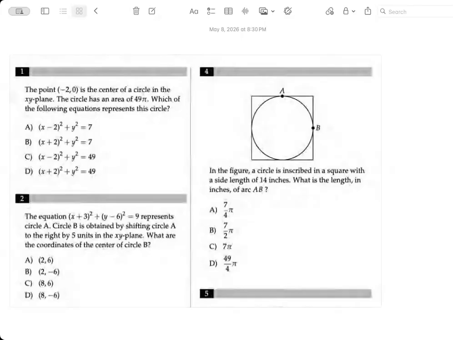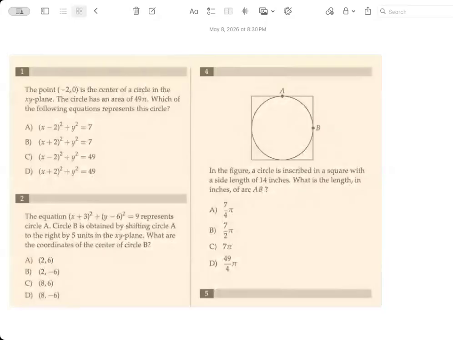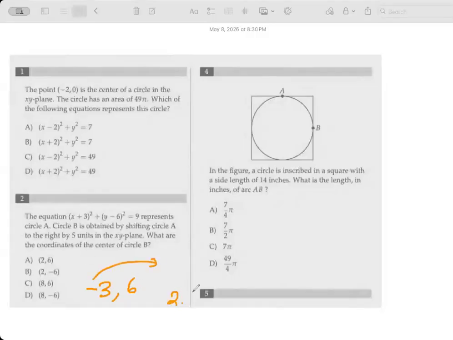Second one doesn't seem right, Jaya. For the first one, I'm seeing everybody got it. Second one, when you look at it, this one is x plus 3. So the center was at minus 3 comma 6, correct? So that was moved 5 units to the right, means it moved to 2 comma 6, correct? So the answer is this. Jaya, did it make sense? Yes, ma'am. Okay, the last one.